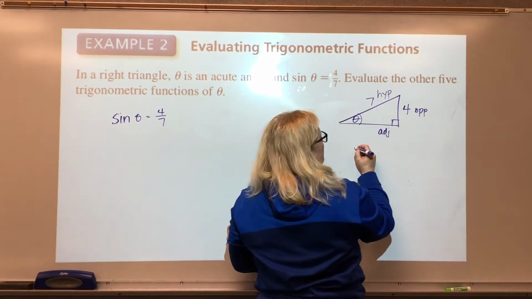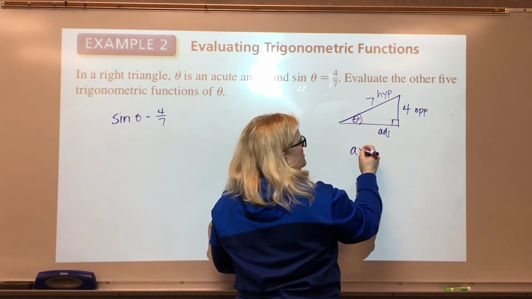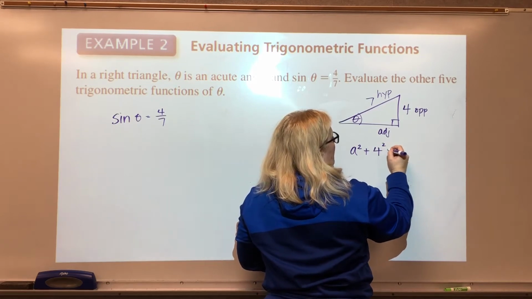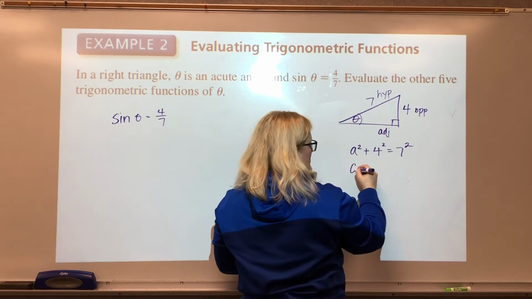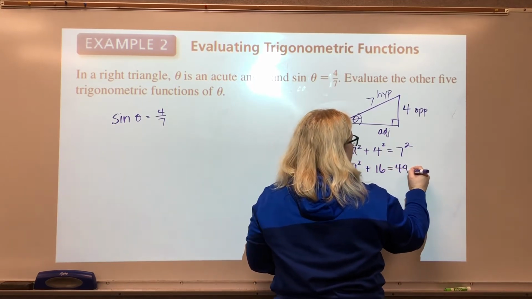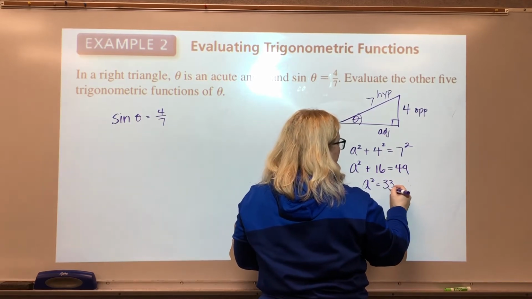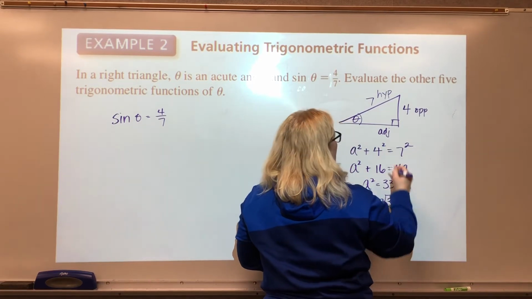So I've got, this is one of the legs, so I'm going to call that A. So A squared plus B squared equals my hypotenuse, or C squared. So A squared plus 16 equals 49. I subtract 16 from both sides and I get A squared is 33. So A is the square root of 33.